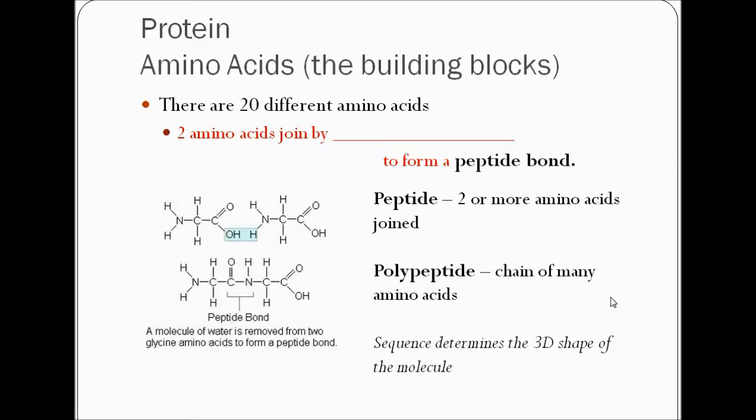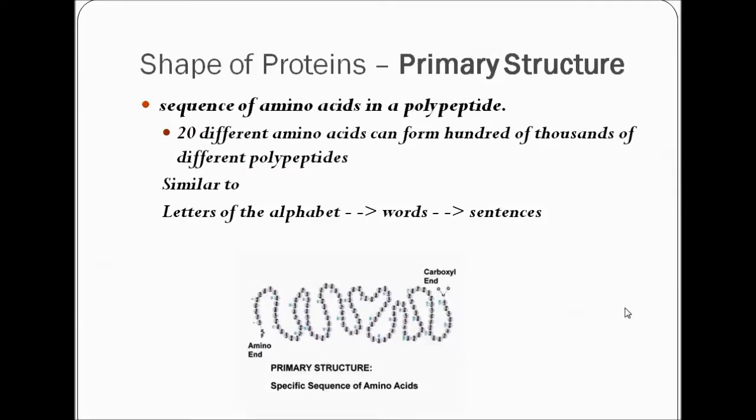So there are 20 different amino acids joined by what? Dehydration to form a peptide bond. So a peptide is 2 or more amino acids, and a polypeptide is a chain of more. And the sequence that we put together, that first row, is what determines the 3D shape of a protein. This is all very concrete. The 3D shape makes it do what it does. So it's similar to letters of the alphabet that go together to make words, then go together to make sentences.